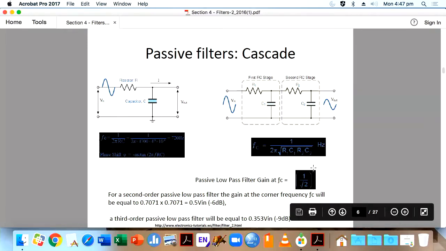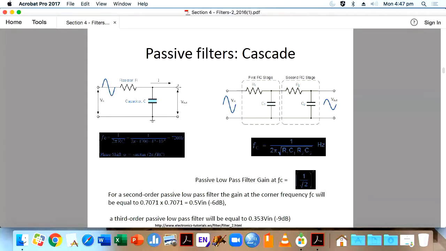Gain means actually you are attenuating, this much will be lost, because 1 by root 2, how much is 1 by root 2, which is equal to 0.7071. And then when you have 2 stages, 0.7071 into 0.7071, which is equal to 0.5, means minus 6 dB. So what it said is, when you have 1 volt here, you will get only 0.7 volt here. So that is attenuation.